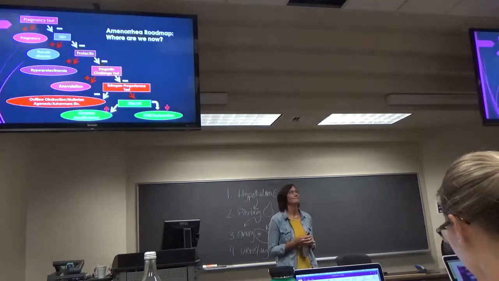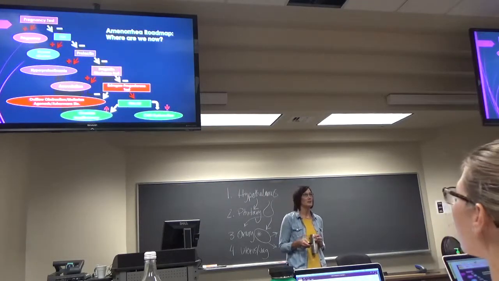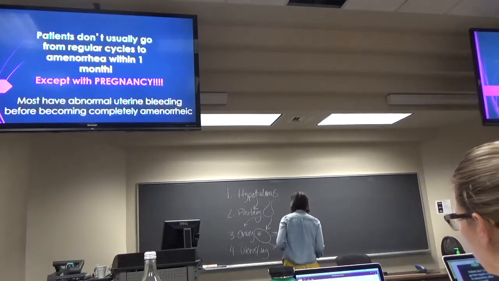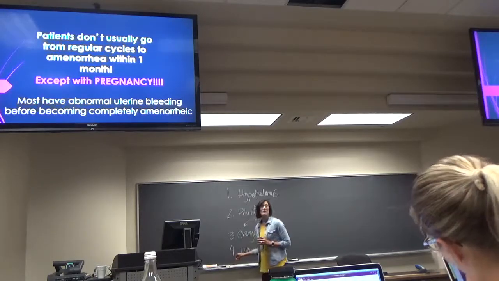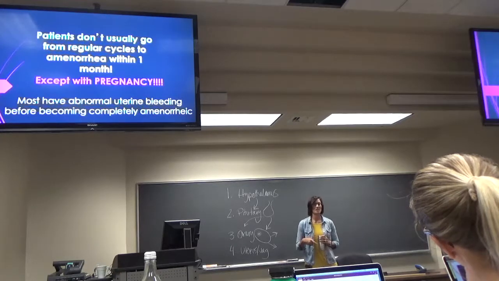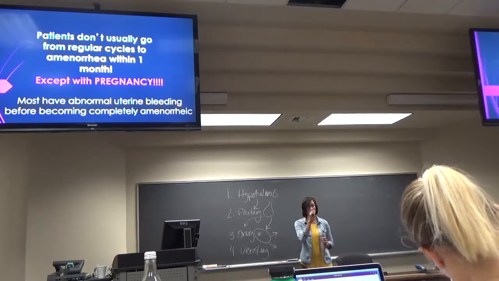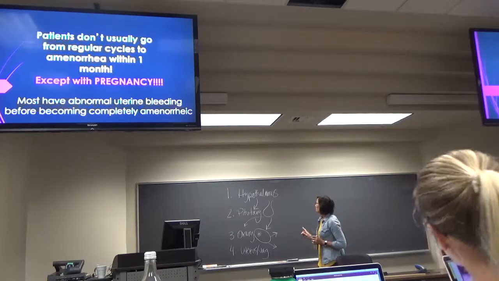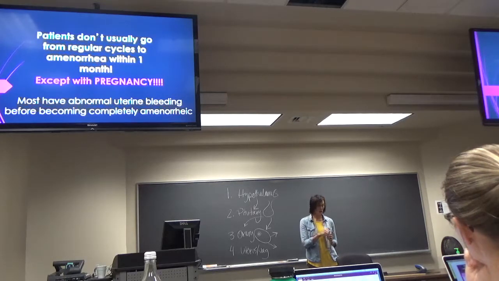All right. That's a lot of information. That's your big one there. Again, like we talked about at the beginning, patients aren't going to go from 28 days, 28 days, 28 days, 28 days, and then they don't have a period for 3 months. That usually doesn't happen. It's usually pregnancy. Okay? So, to summarize, let's see if you guys remember along with me.